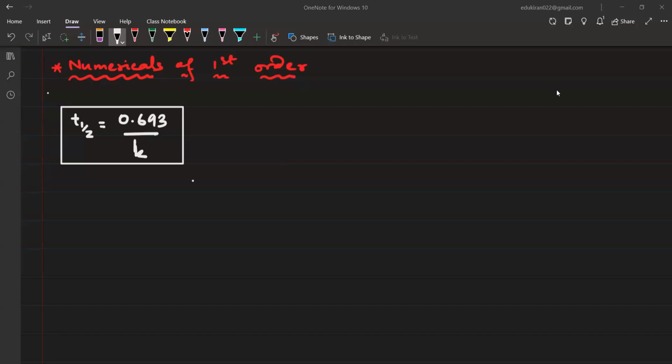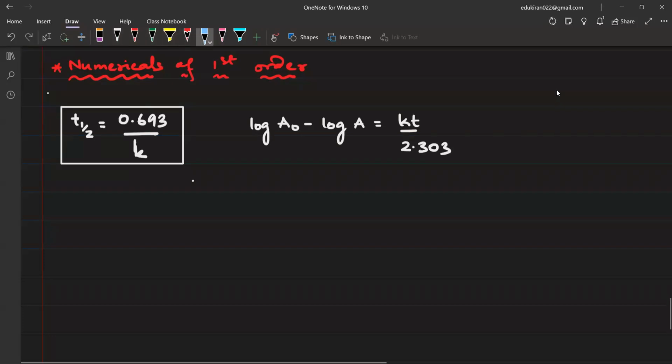Another question comes from the equation which is log of a naught minus log of a is equal to kt upon 2.303. Now in this what they will do, they will give you the initial concentration. They will give you only the initial concentration. Okay, they will give you initial concentration and they will give you t half, not t. So from t half, you will calculate the k.